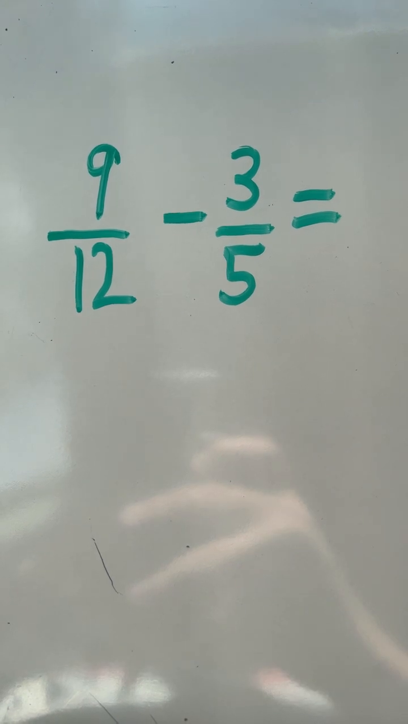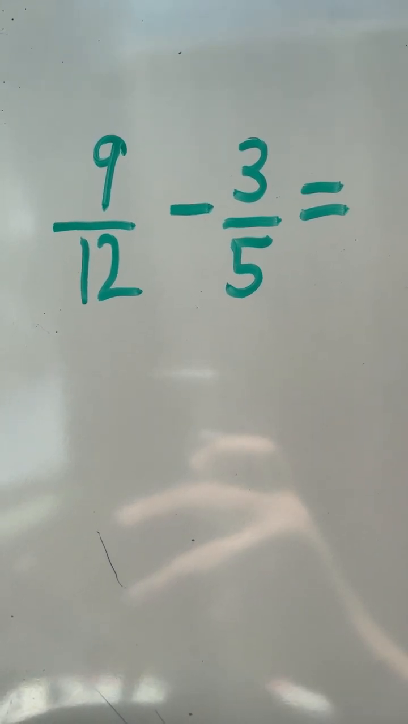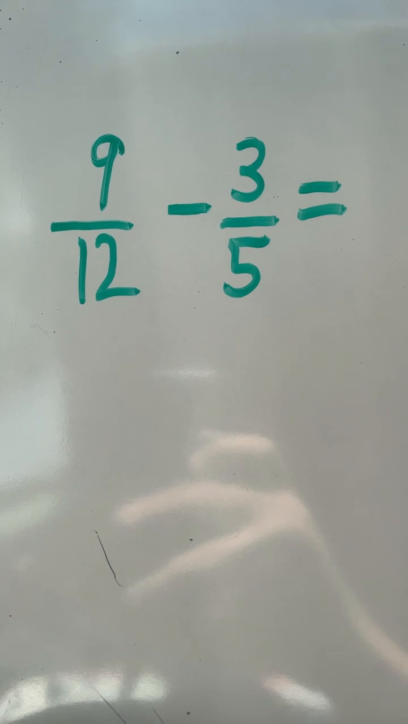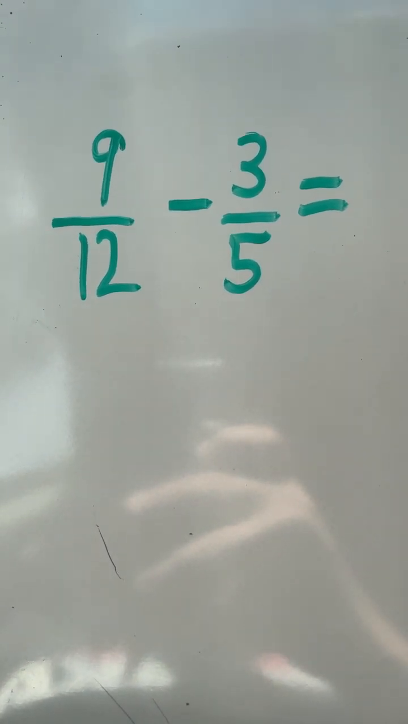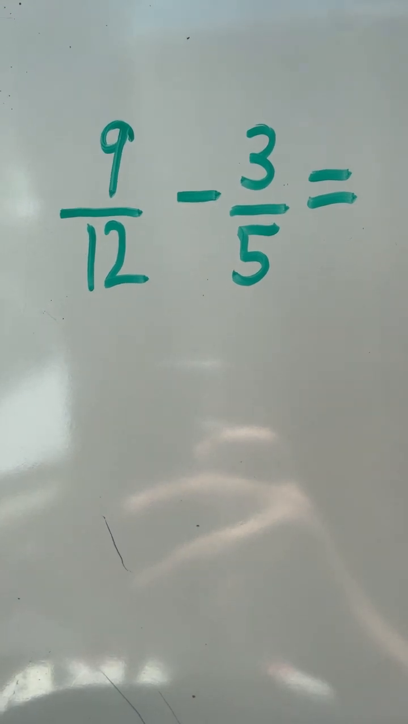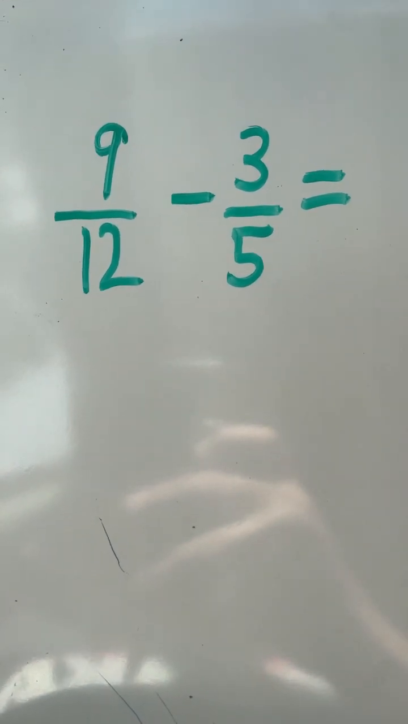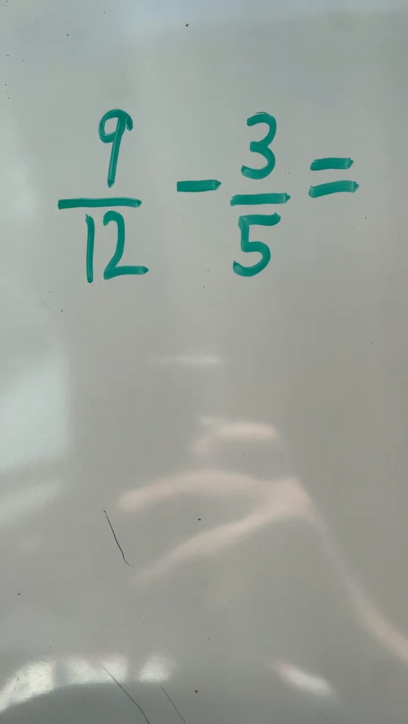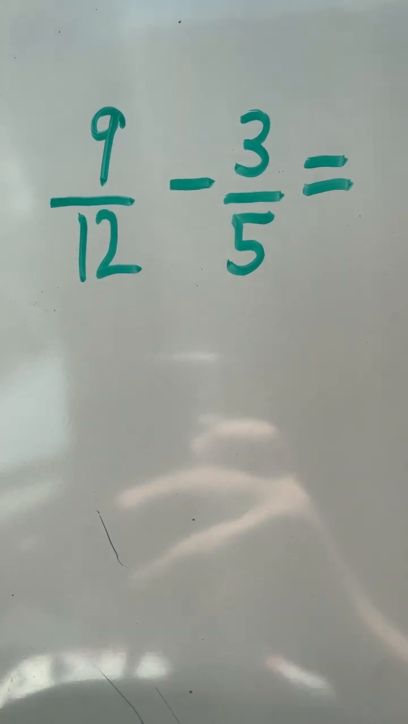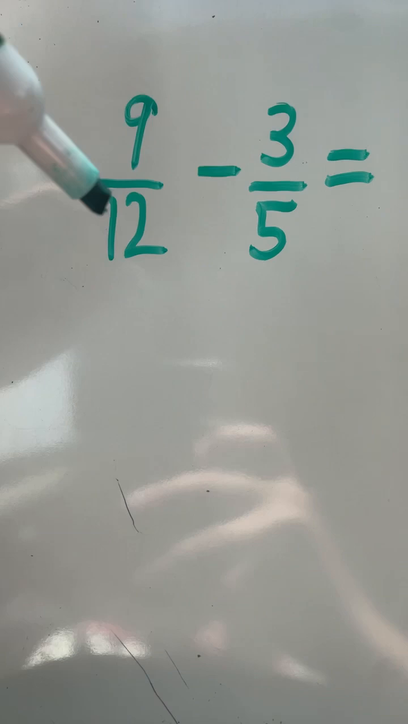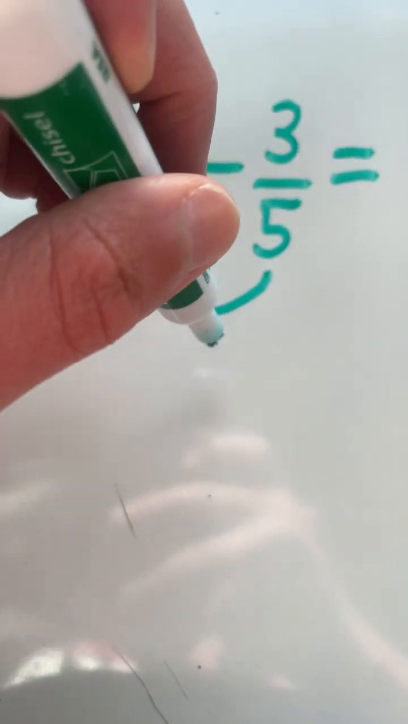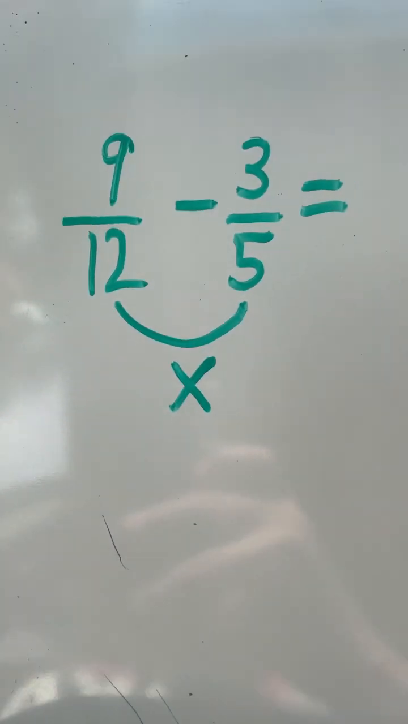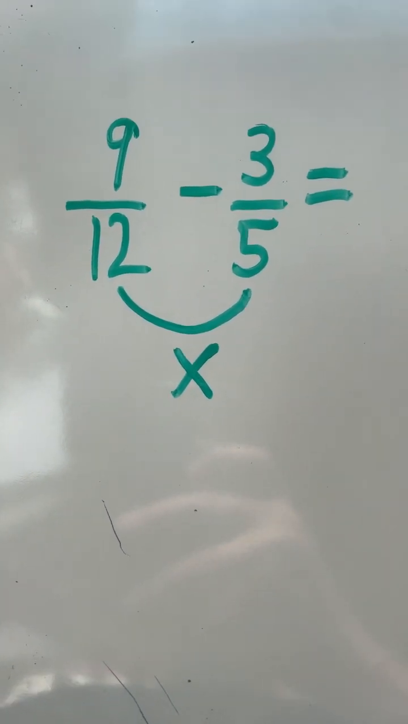So this video is going to focus on subtracting fractions with unlike denominators using the butterfly method. Now, as I've said in previous videos, you cannot subtract a fraction with two different denominators. So we cannot subtract these fractions as is, but what we can do is find a common denominator. And we find a common denominator by simply multiplying our two separate denominators. So we're going to multiply 12 times 5.